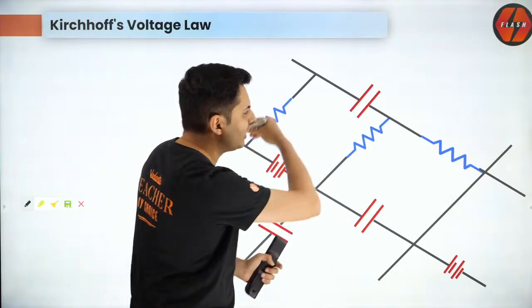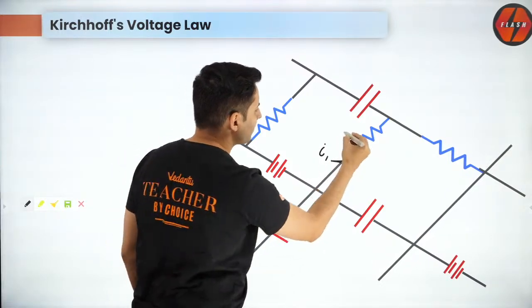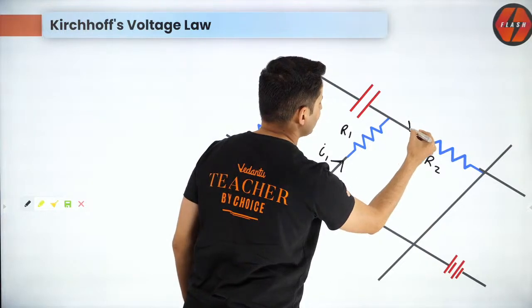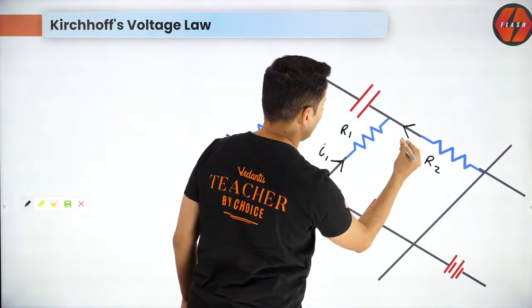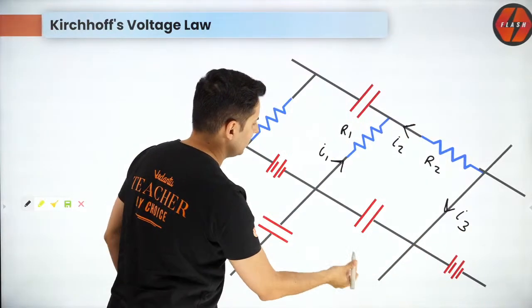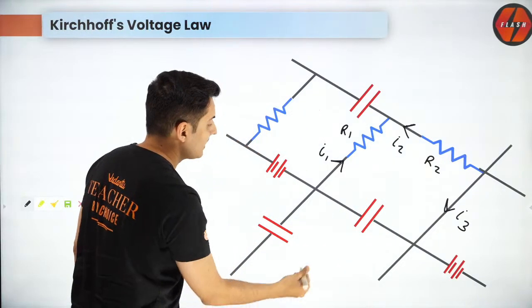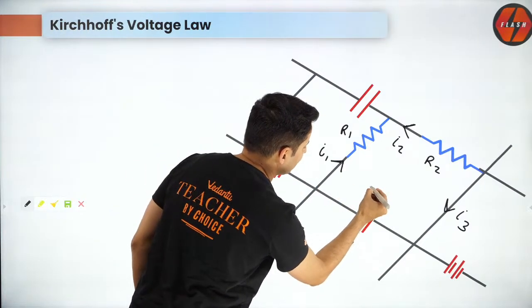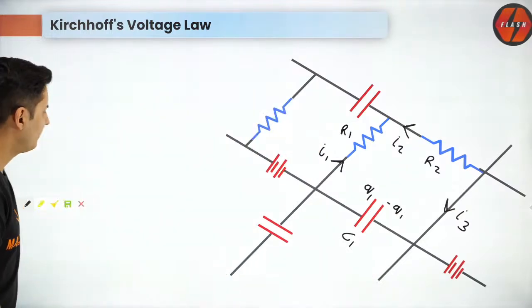So imagine there is some complex loop and you have assumed some current to be I1, let's say this resistance to be R1, let's say this resistance to be R2, let's say this current to be I2, and maybe here there is some current I3, I don't know, and here there cannot be any current. Remember, there is a capacitor, and on this capacitor of capacitance C1, there is some charge, let's say Q1 and minus Q1. Okay, so that's the thing.